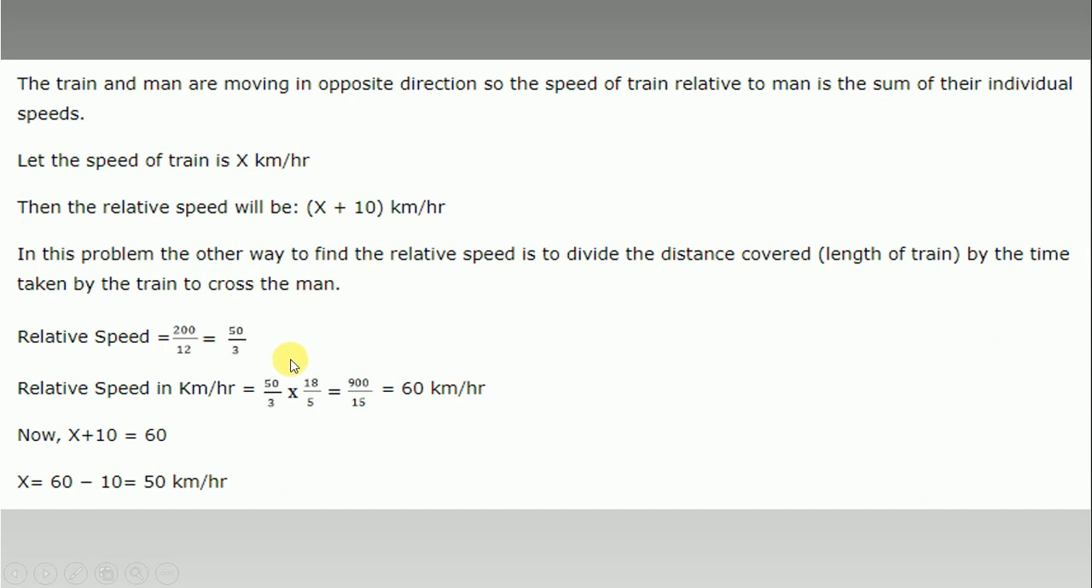Relative speed will be 200 divided by 12, which is equal to 50 by 3, and when we convert it into kilometers per hour, we multiply it by 18 by 5, as told in the earlier question. Then it will be 60 kilometers per hour. And now, as we have to simply add, x plus 10 is equal to 60, and x is equal to 60 minus 10, which is 50 kilometers per hour. So your answer will be 50 km per hour.